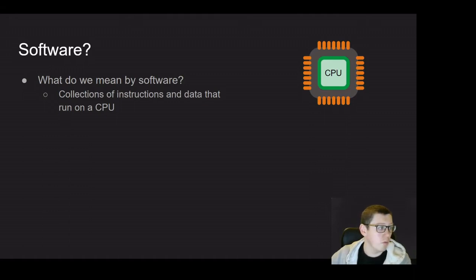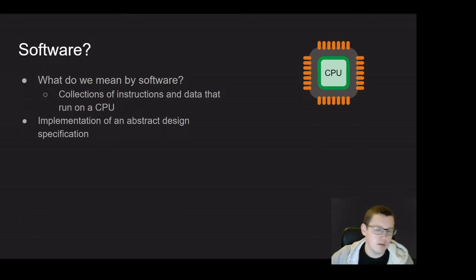Okay, so what do we mean by software? At a nuts and bolts level, what's actually happening, software is just collections of instructions and data that are running on a CPU. It'll become obvious later in the module that the distinction between instructions and data is not super clear, particularly when we get down to a really low level and look at how the CPU handles data and instructions with its internal registers and internal state.